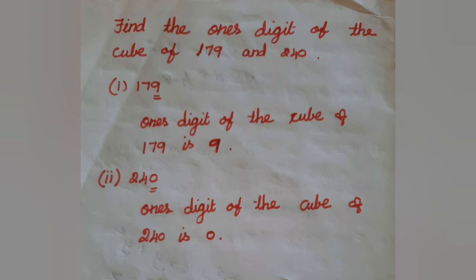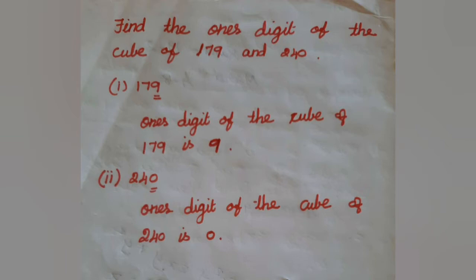Now the second one. Find the ones digit of the cube of 240. Here the ones place is 0. Numbers ending with 0 have cubes that also end with 0. So we can say the ones digit of the cube of 240 is 0.